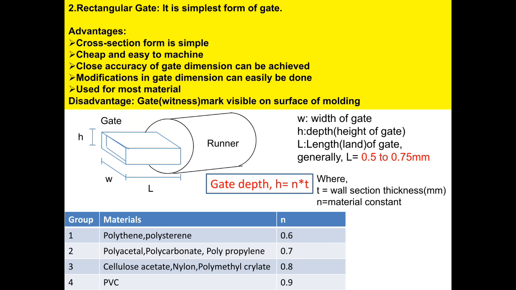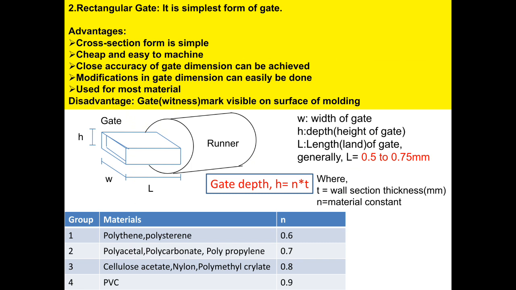Second one is the rectangular gate. It is one of the simplest forms of the gate and is commonly used in the injection molding process. Advantages of this gate: cross section form is a simple one, cheap and easy to machine, close accuracy of the gate dimensions, modifications in the gate dimensions can easily be done, and used for most materials.